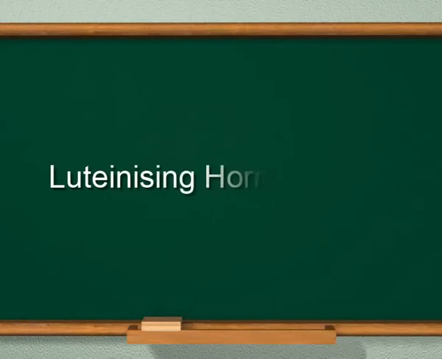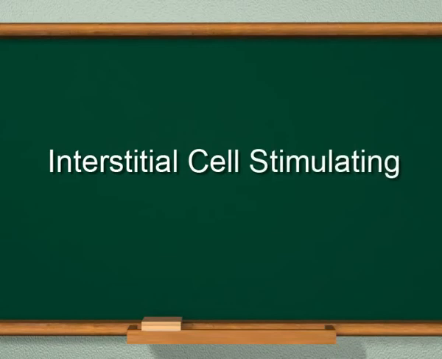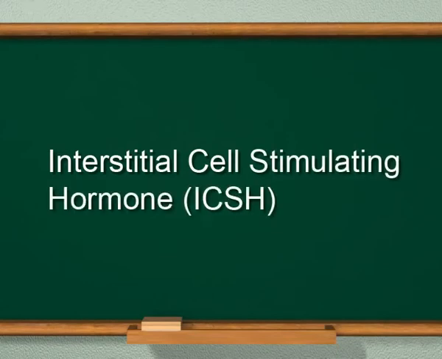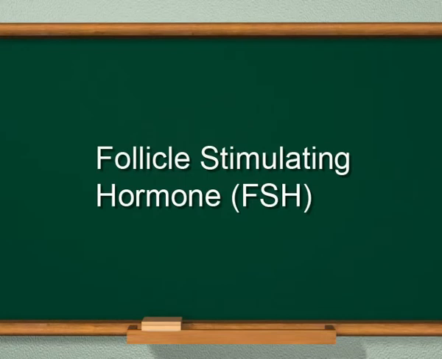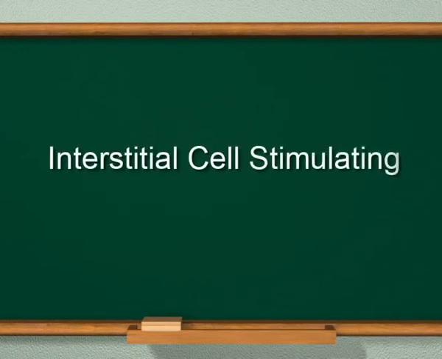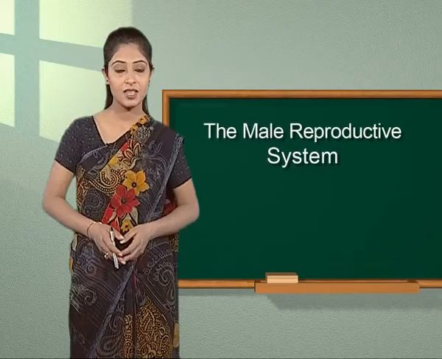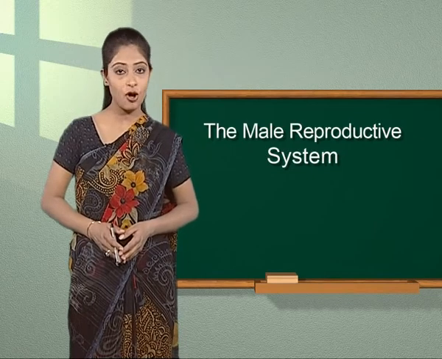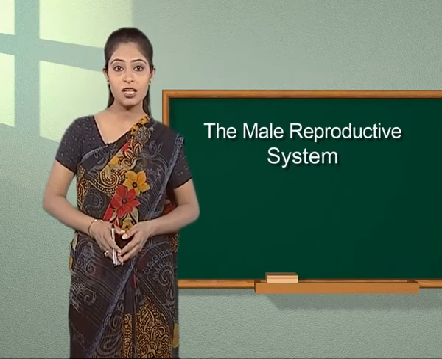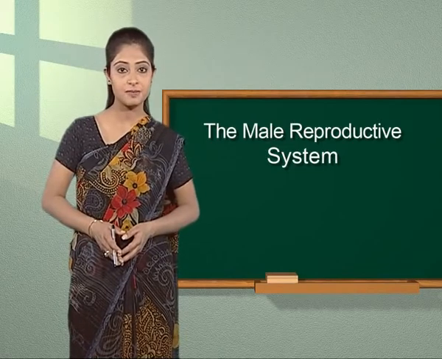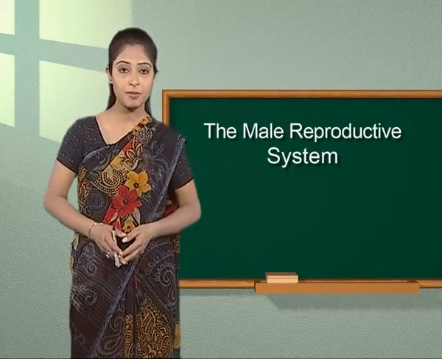gonadotropins, luteinizing hormone, that is LH, or interstitial cell stimulating hormone, that is ICSH, and follicle stimulating hormone, that is FSH. This interstitial cell stimulating hormone acts on interstitial cells or Leydig cells to produce testosterone. This hormone is essential for formation of sperms. Once these sperms are formed, they are passed into a highly coiled mass of seminiferous tubules. Let us discuss the structure of one spermatozoan.